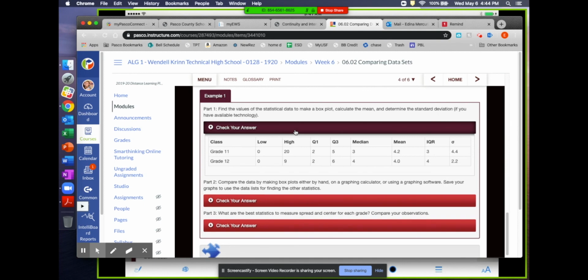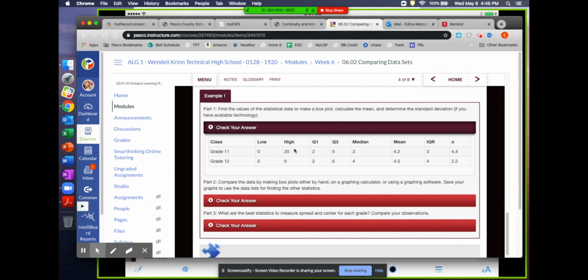So here's the information that they have. We have lows of 0, a high of 20 for grade 11, and then a high of 9. We have our Q1, our Q3, our median, our mean, the IQR, and the standard deviation. So everything that we could do by hand in about 30 minutes is here for us already, so we're not going to take the time to do that.